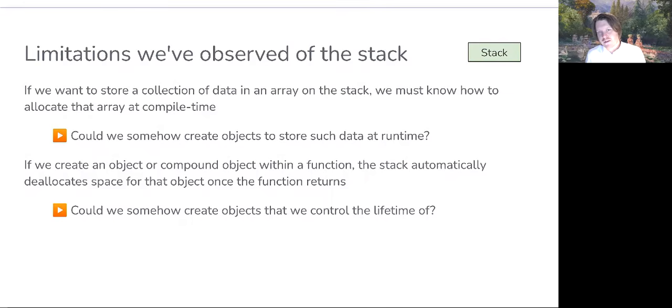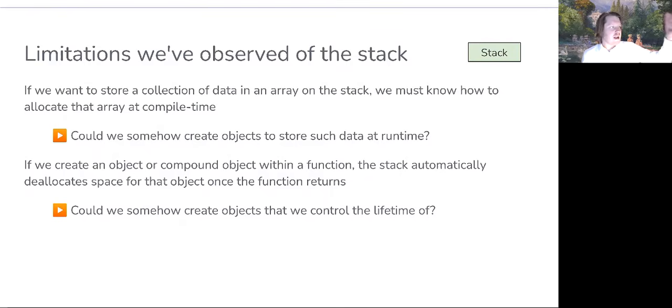But that could be a waste of memory, because what if we don't always read that many objects? What if maybe in some instances we only have a handful? So the question becomes, could we somehow create objects to store such data at runtime? Could we actually construct or request an array of a specific number of objects be allocated to us while our program is running? And we'll see that the free store will allow us to do that.